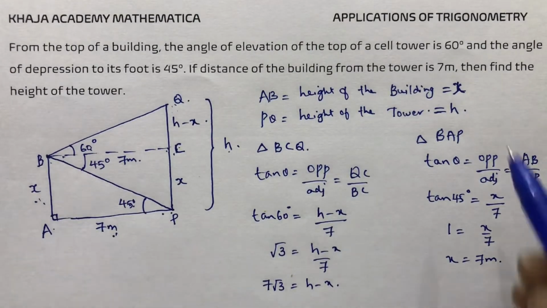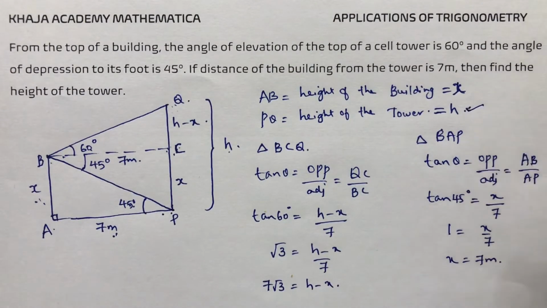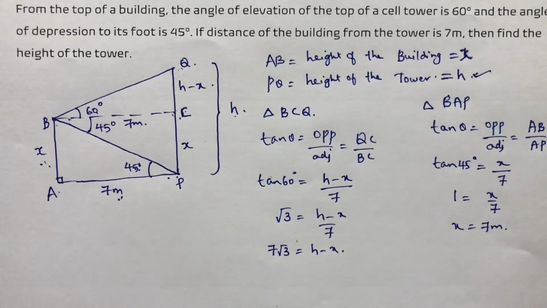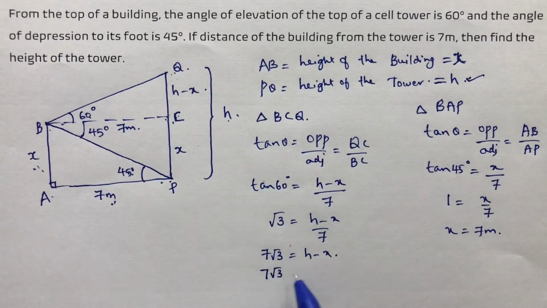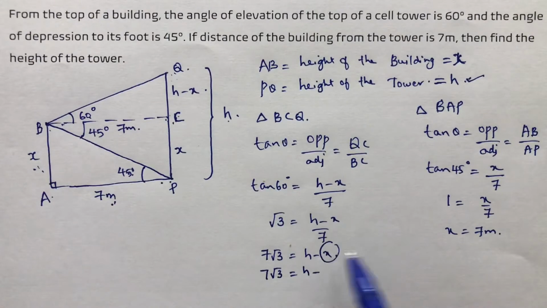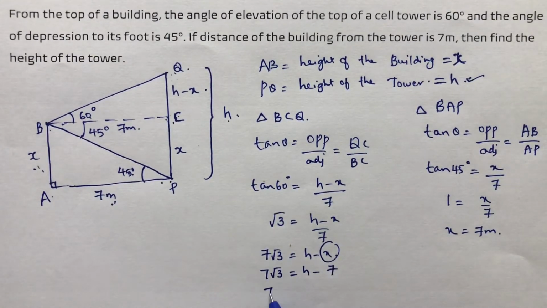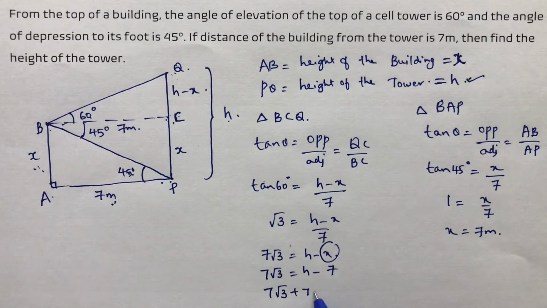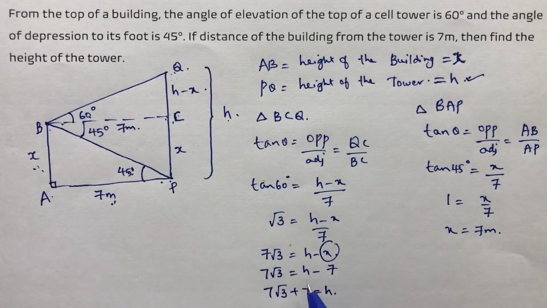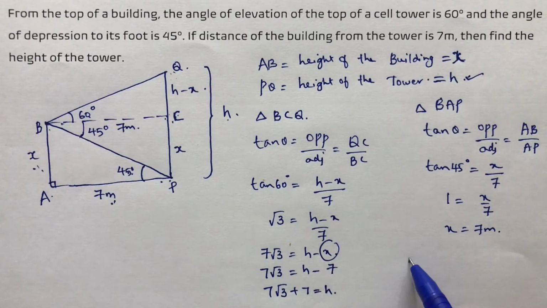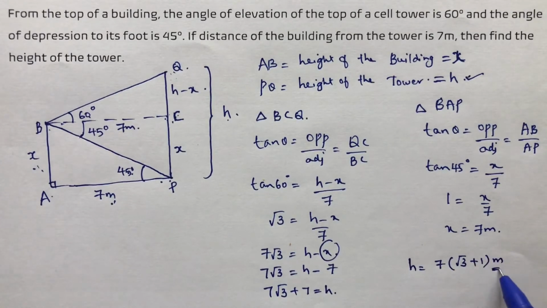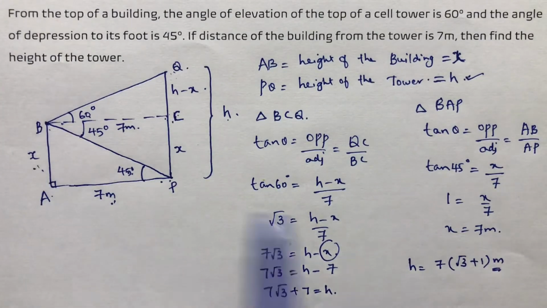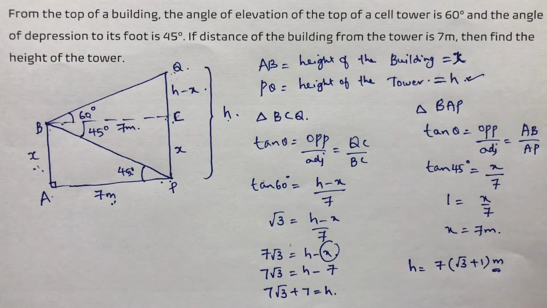Now we need to find the H value, then we find the height of the tower. X value is how much? 7. Substitute here, 7 root 3 equals H minus 7, so 7 root 3 plus 7 equals H. This is the answer, but you can write it in a more simplified form. Taking 7 common, the height of the tower is 7 into root 3 plus 1 meters, and the height of the building is X, 7 meters. So in this way you need to solve the problem.